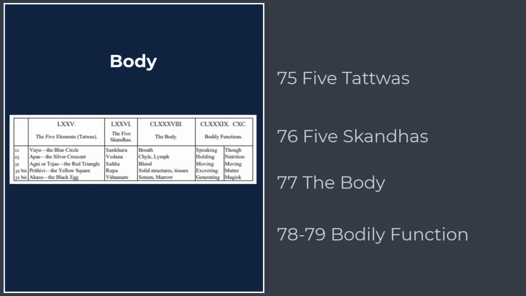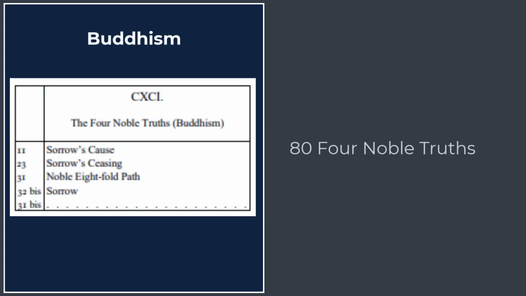Here is another set of columns that clearly need reordering. Firstly, we have the 5 tattvas, which is an Asian system. Then we have the 5 skandhas, which are also Asian. Then we have the body, and these appear to be more Western. And finally, we have the bodily functions. Again, we're back to an Asian system. Finally, we end up with the 4 noble truths of Buddhism.